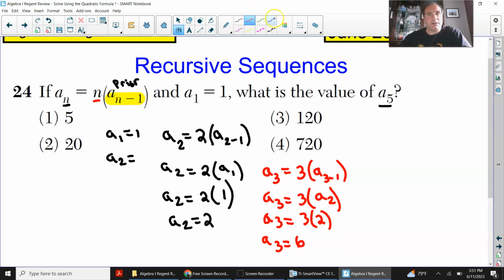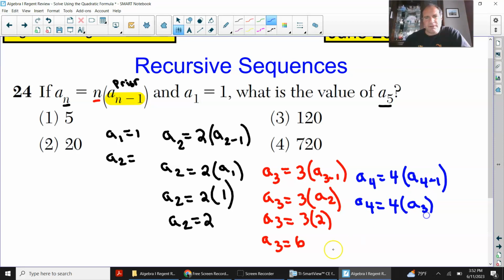Now we have a sub 3. We have to do a sub 4. I'm going to change my ink again. a sub 4 equals 4, because n is 4, times a sub 4 minus 1, because n is 4. So a sub 4 equals 4 times a sub 3. A sub 3 we already have here is 6. So a sub 4 equals 4 times 6, which comes out to be 24.